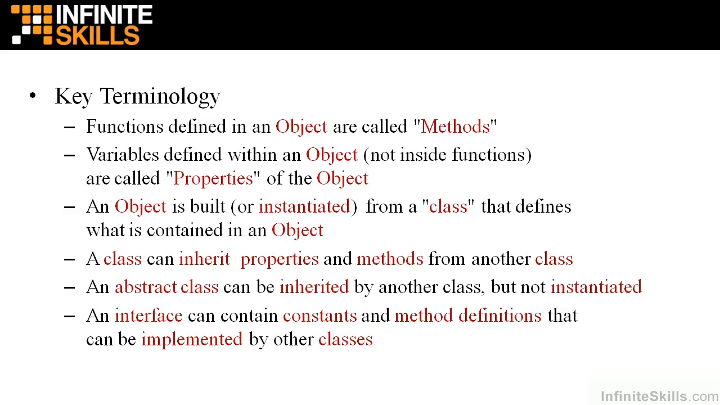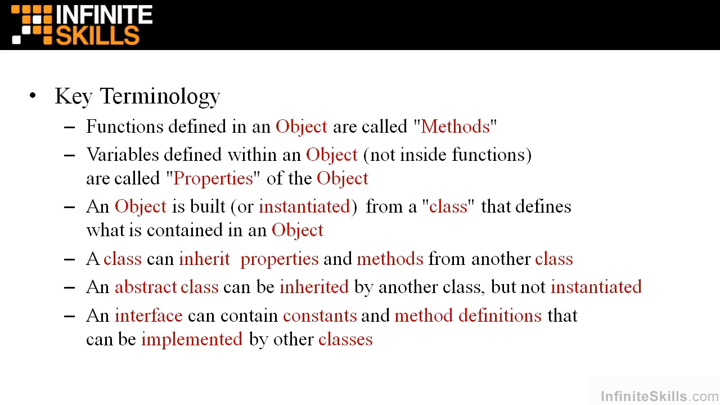Now, a class is something that defines what is contained in an object, the various properties, the various methods or functions that are in an object. The class will serve as a definition of how to build an object. A class can inherit properties and methods from another class. An abstract class can be inherited by another class, but it cannot be instantiated by itself. More on that later.